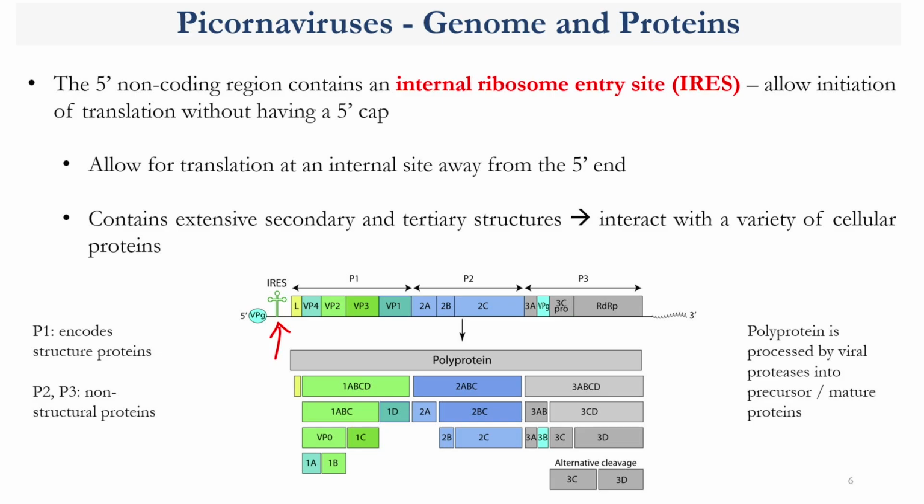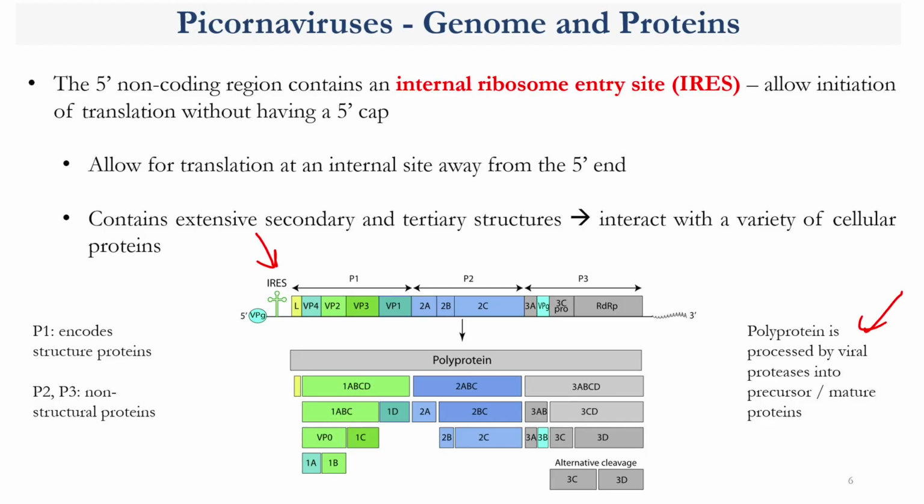Okay, so we have the genomic molecule in that region base pairing, okay? So you form these hydrogen bonds and form these secondary and tertiary structures like we see in tRNA, okay? These structures can interact with a number of cellular proteins to aid in the translation of this RNA. Once you make your polyprotein, your viral proteases will cleave them into either precursor molecules or mature proteins.